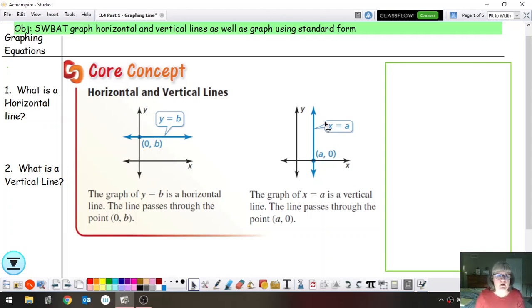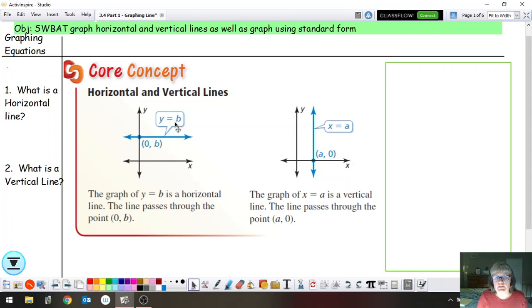Everyone, it's Mrs. Garple, and we are going to be looking at the first part of lesson 3.4, graphing lines in standard form. But before we get to that, let's take a look at horizontal and vertical lines. Horizontal lines. The thing about horizontal lines is that the y value of every single point along this line is going to be the same. So a horizontal line is going to have the equation y equals b.